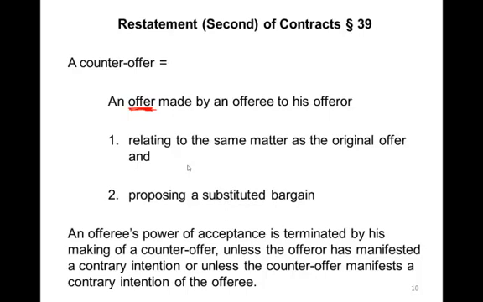Or unless the counteroffer manifests the contrary intention of the offeree. So if I say to you, I'll paint your house for $3,000, and you say, I'm not sure if I can do that number. I'll have to think about it. But I know for a fact that I can agree right now to do it for $3,500. We've got a counteroffer there, but the offeree has set it up so that the counteroffer does not terminate the offer.